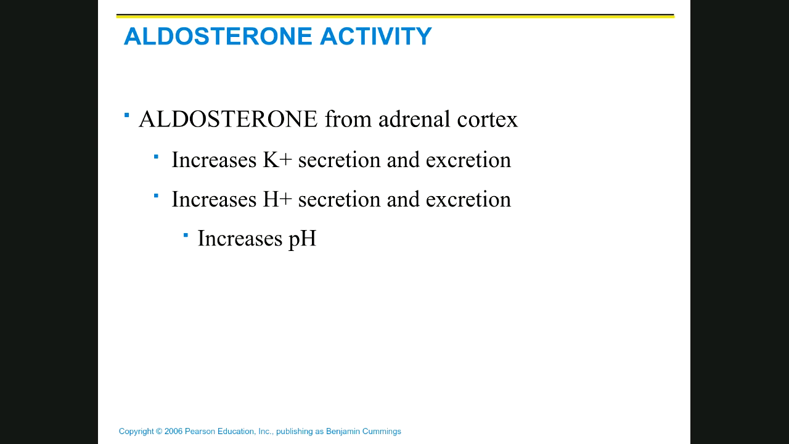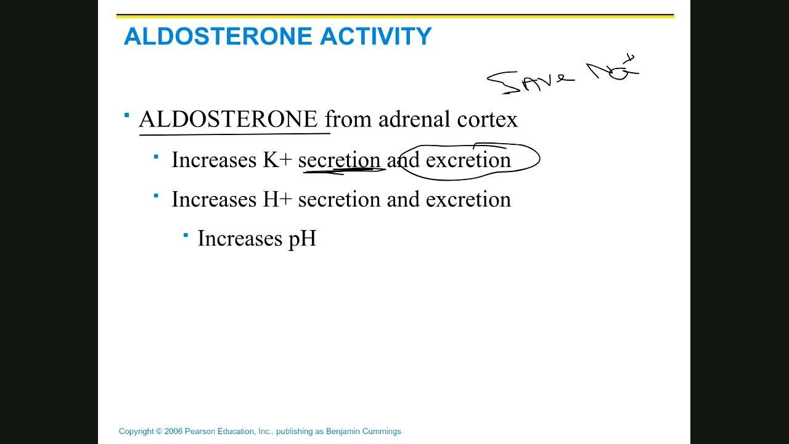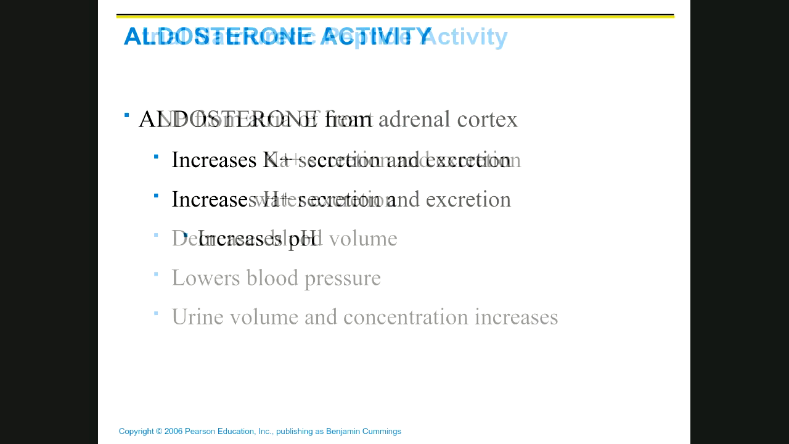So if we have aldosterone, remember we're going to save sodium, but we're going to get rid of potassium. And so that potassium is going to be excreted. We're going to secrete it into the tube, and it's going to wind up in the urine. Same thing with hydrogen ions. We're going to secrete it into the tube and excrete it into the urine.